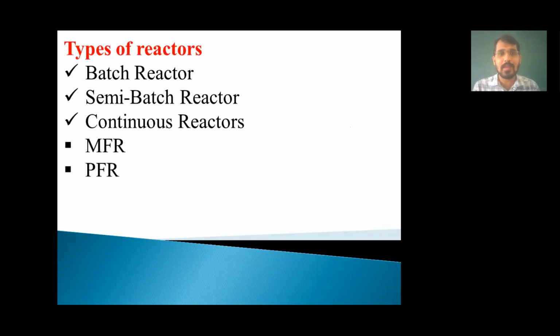So this question can be asked for 7 marks: explain in detail types of reactors. This question can be asked in your other subject, that is CRE, for 7 marks or 4 marks or 5 marks. Explain reactors in detail. These are the batch reactor, semi-batch reactor, and continuous reactor.